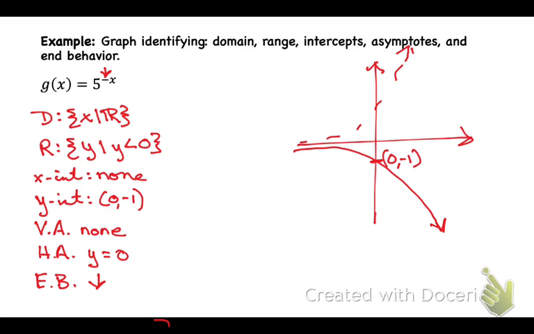So as you graph these, you're not supposed to be doing an XY table, are you? No. You're supposed to be just using what you know. Come on, we don't have to use the table. I didn't mind. Do we have to graph it on our homework? Yeah.